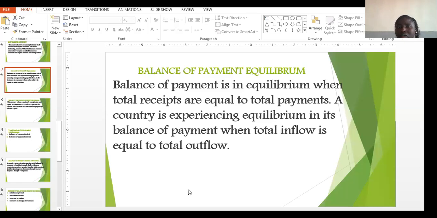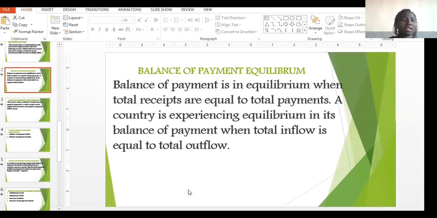I said it earlier that when you buy goods, you make payment for what you buy. But if you are the one selling the goods, you issue receipts. That is why the word receipt is used to represent export and payment is used to represent imports. Please take note of this for the sake of your OBJ. A country is experiencing equilibrium in its balance of payment when total inflow is equal to total outflow. In other words, balance of payment is in equilibrium when total export is equal to total import. That's the summary of balance of payment equilibrium.